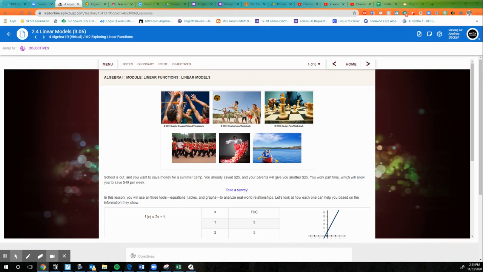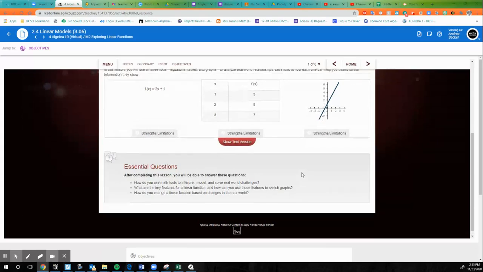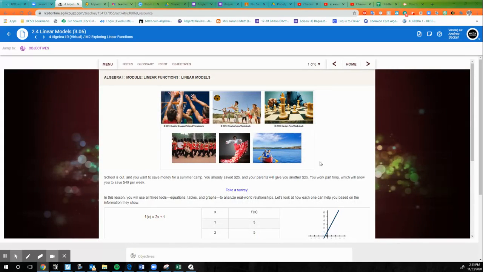Hello. So this is your overview lesson for 2.4 linear models. This is going to be dealing with linear or straight lines, but word problems. All right, page 1, you want to kind of read through it, get yourself an overview. No work to do other than review.